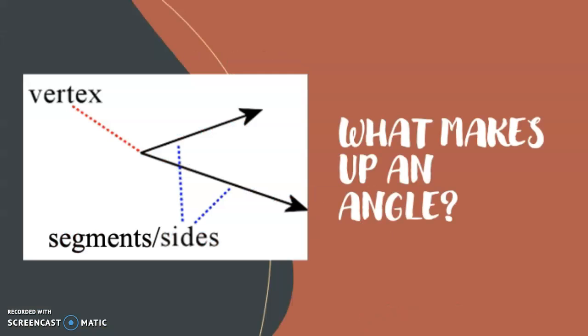So what makes up an angle? As we know, we have the segments and sides, and the point at which those meet to create the angle is the vertex.